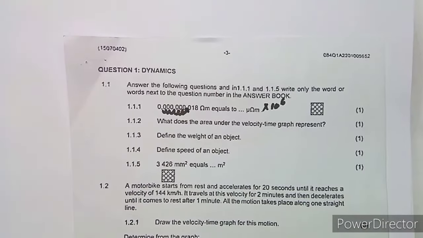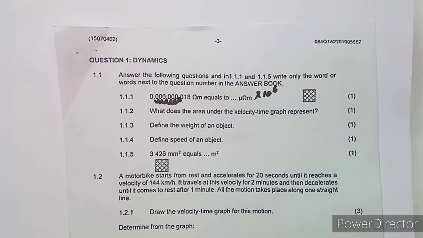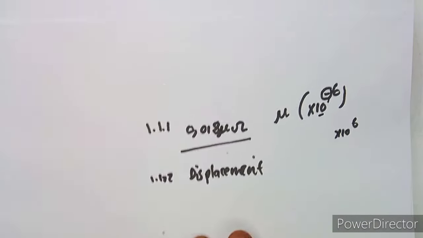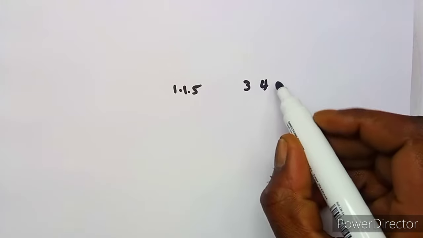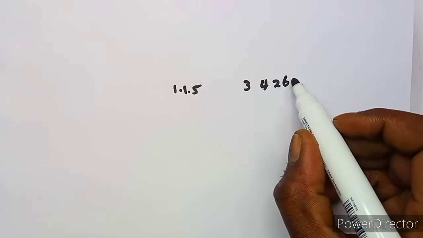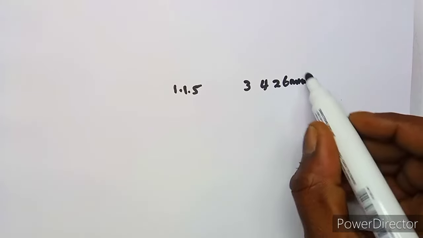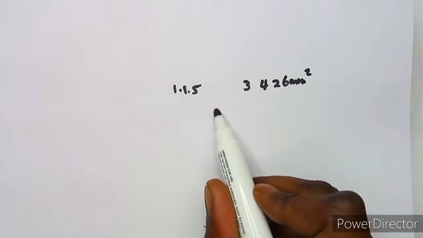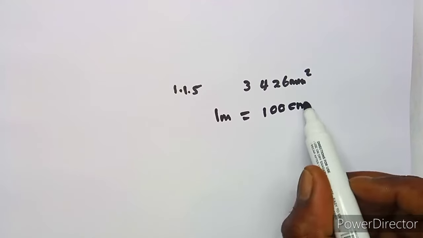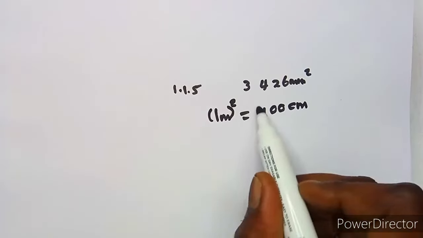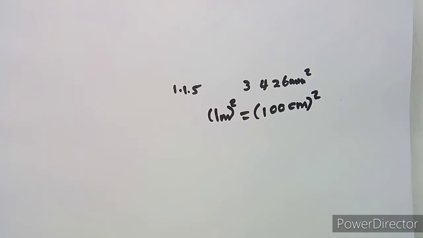Then on 1.15, we are given to convert 3,426 square millimeters into square meters. All right, so how can we do this conversion, guys, to convert 3,426 square millimeters into square meters? So remember, in a meter you have got 100 centimeters. For you to have square meter, not to forget, you just square like that.